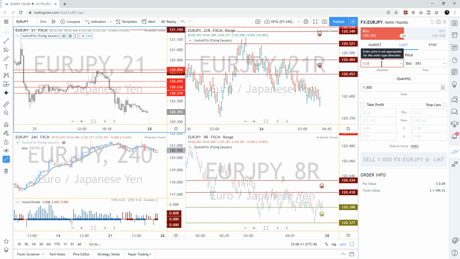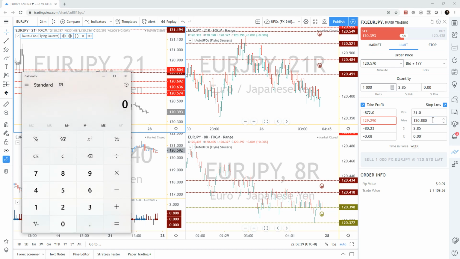So you would type your entry, which is 120.57. You would type where the profit is, which is 120.29. And you would type where the stop goes, which is 120.88. This is what we said, right? 120.88. 120.81 plus 5 plus 2, that's 120.88, correct.